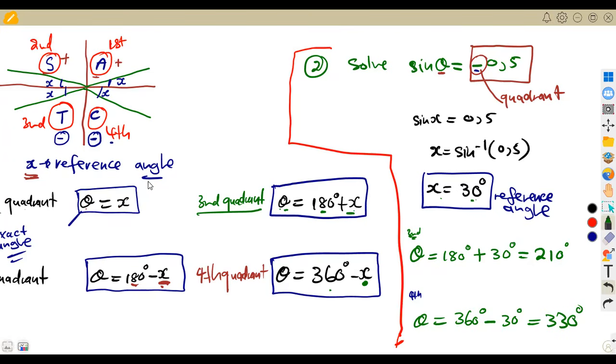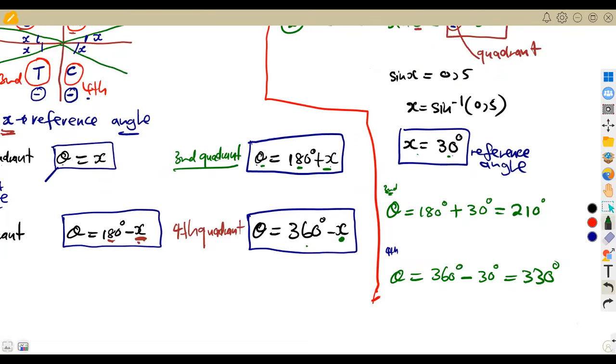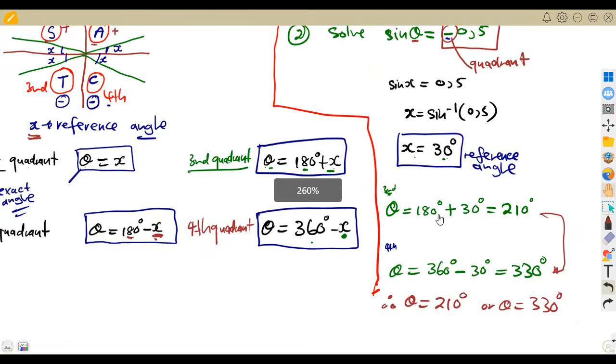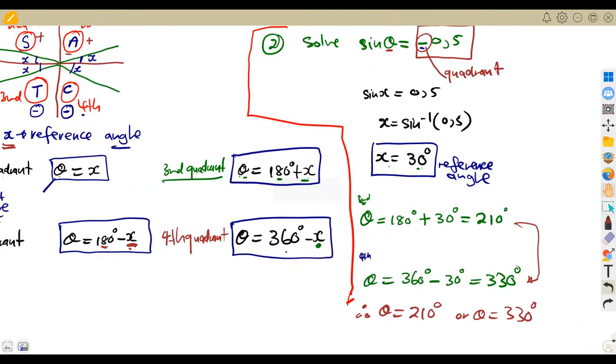If you know this concept, you are not going to have any problems in solving these trigonometric equations. So these are the two values of theta that we are going to have if sine is negative. So therefore theta is going to be 210 or theta is going to be 330 degrees. So what is it that we actually mean here? If you are to use your calculator, I want us to bring the calculator again so that we can see what I'm trying to say.